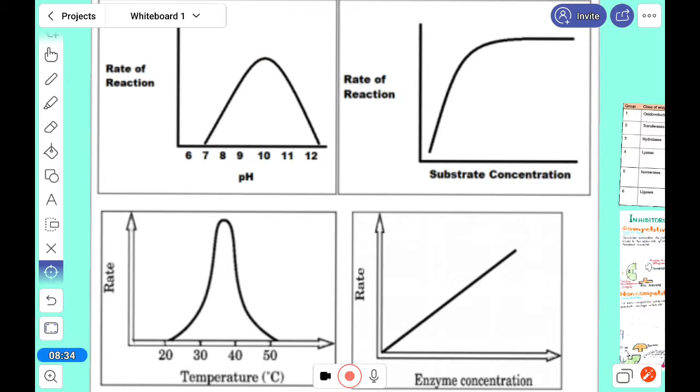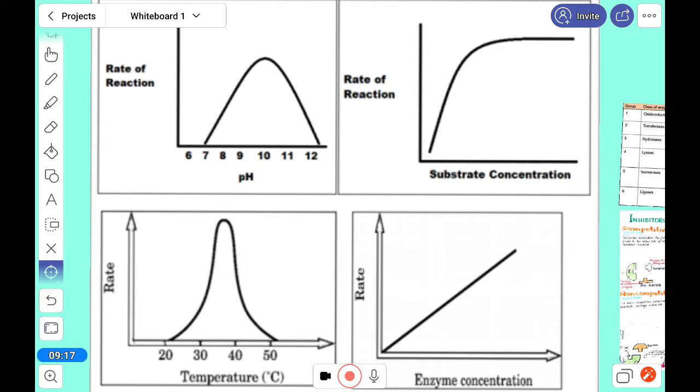10. Okay. In case of substrate concentration, if we increase the substrate concentration, the rate also increases, but beyond a certain level, if we increase the concentration, the rate will not increase. After a certain point it is a straight line, it means that the rate is not increasing, but the concentration we are increasing. There is one saturation point.